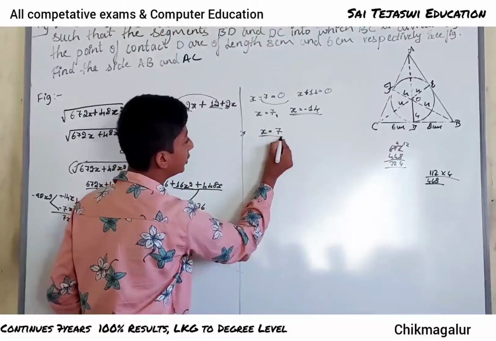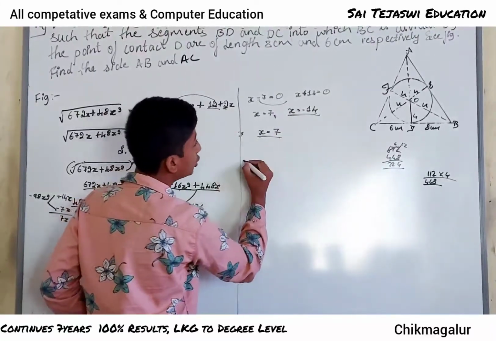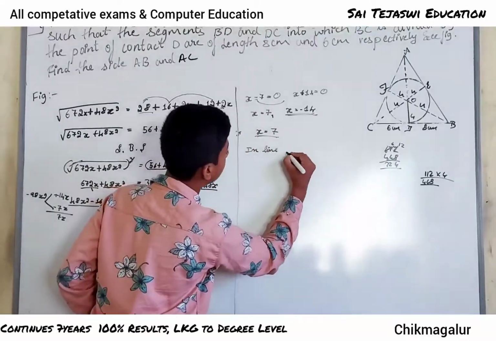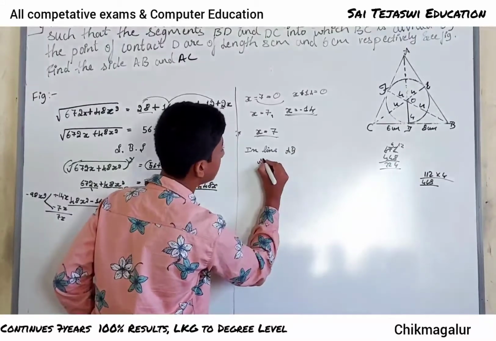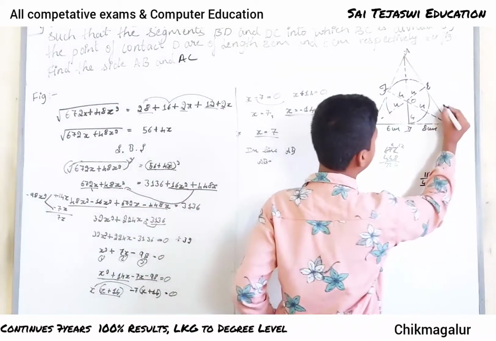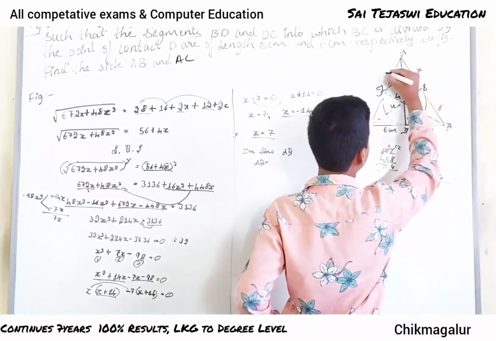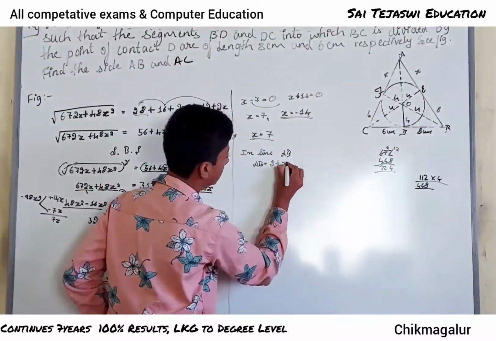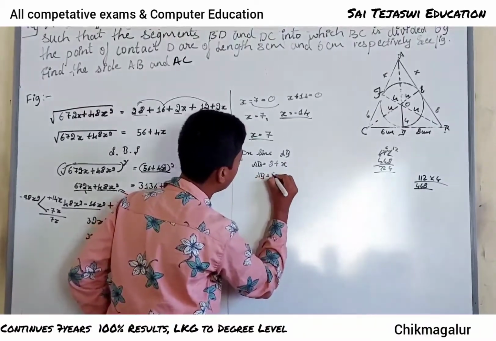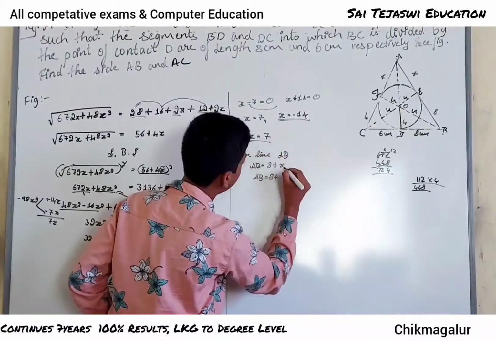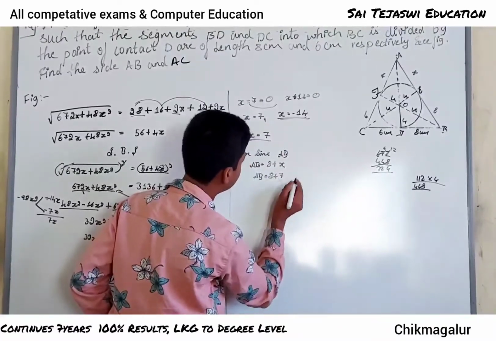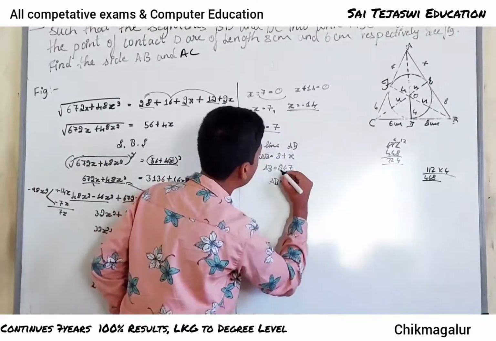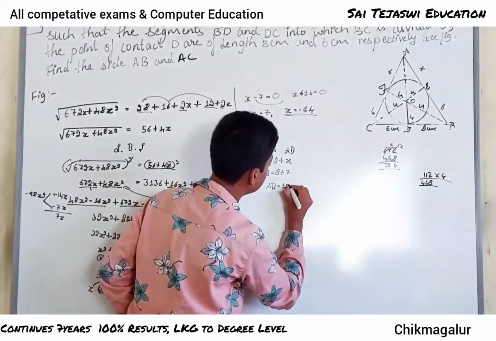So we should substitute this value into the sides to find the lengths. First we take the line AB, which is 8 plus x. AB equals 8 plus the value of x, which is 7. We replace x by 7 because 7 is the value of x. So now AB equals 8 plus 7, which is 15 centimeter.